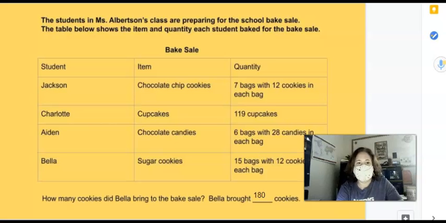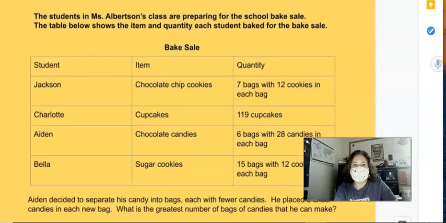All right, let's try another one. The next question reads, Aiden decided to separate his candy into bags, each with fewer candies. He placed 5 chocolate candies in each new bag. What is the greatest number of bags of candies that he can make?